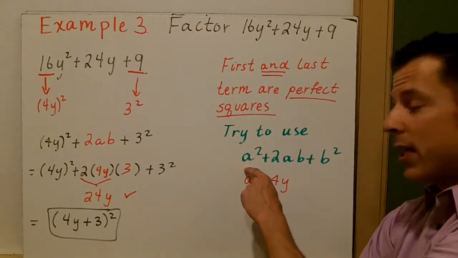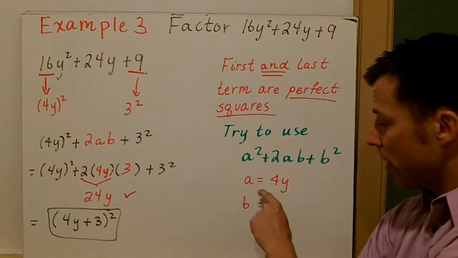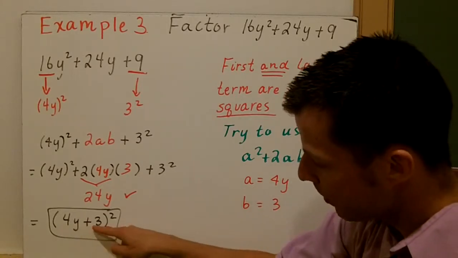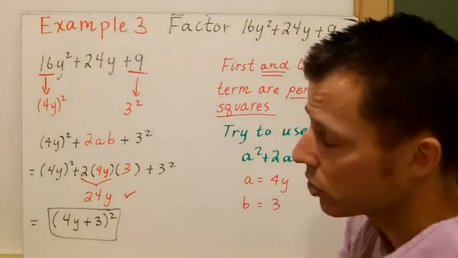Perfect square trinomial says this pattern is equal to a plus b, that quantity, squared. So a plus b, that quantity, is all squared, and I factored my perfect square trinomial.